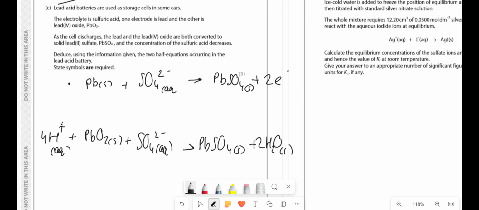But now we need to balance the charges because we've got a plus 4 here, then a 2 minus here. So there's a plus 2 overall charge on this side, but then there's no charge on that side. So clearly we must have some electrons forming here as well, 2 electrons.